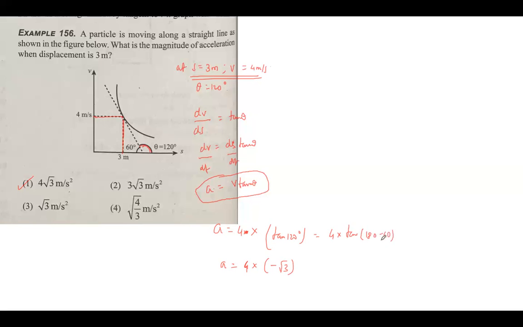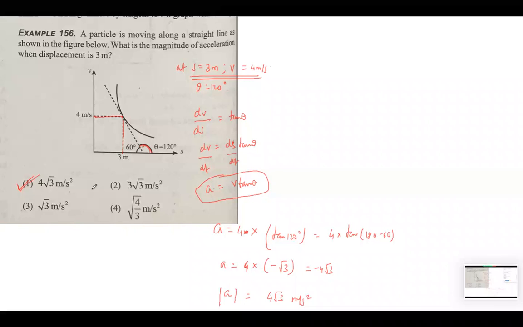So this is the second quadrant. So tan 60 is √3, so 4 into -√3, minus 4√3. If we have to find the magnitude of this, the magnitude will be the absolute value of this, 4√3 meter per second square. So option 1 is the answer. Is it clear?